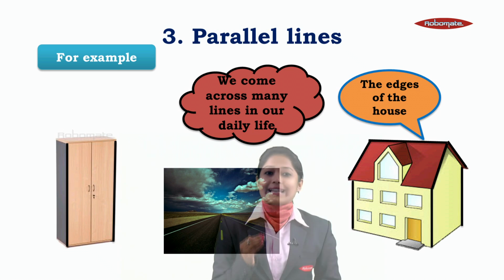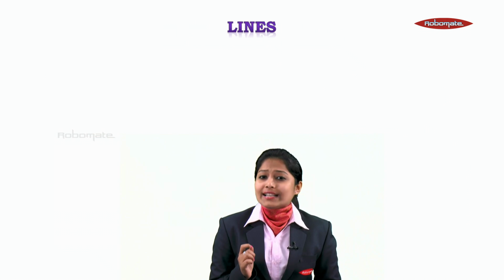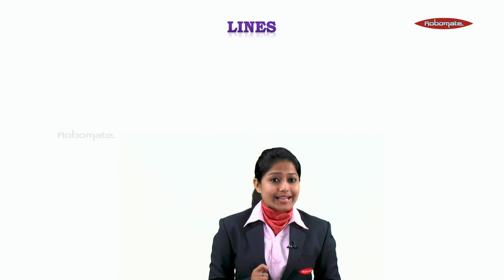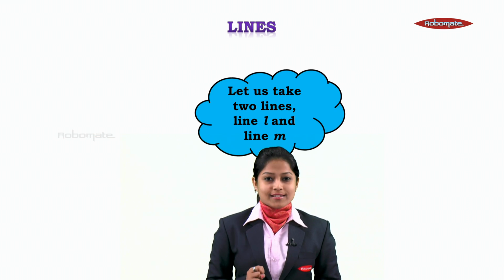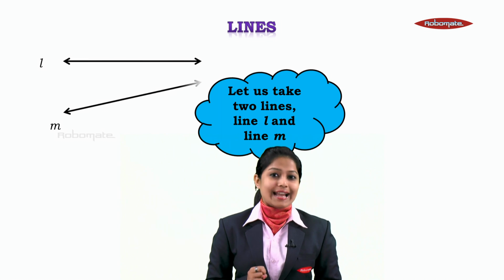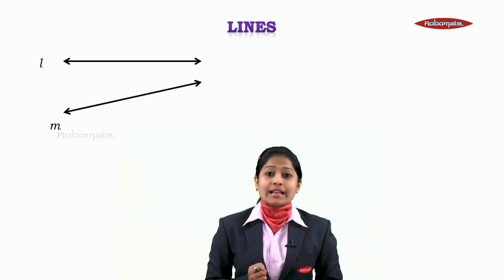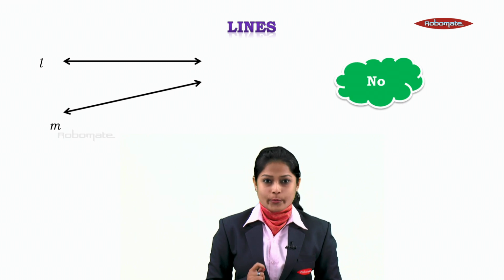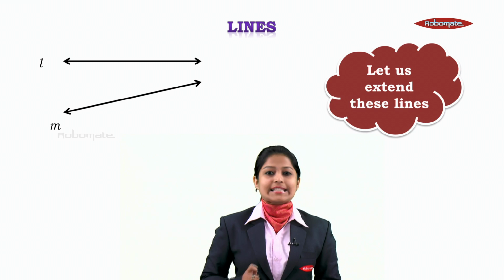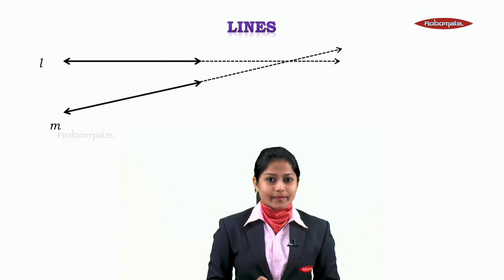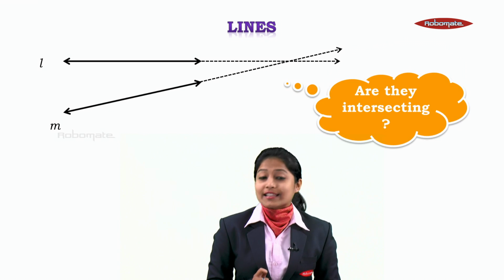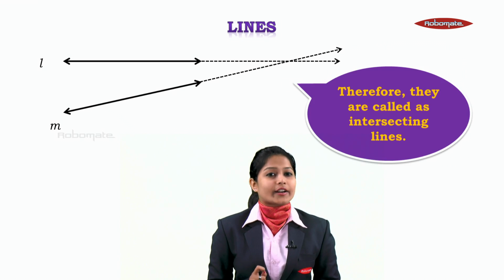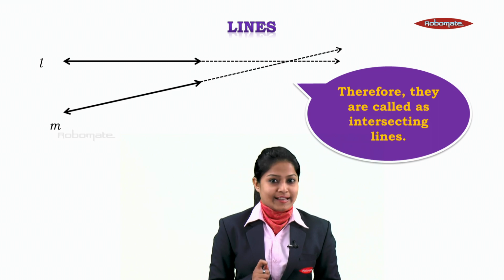Now students, let us proceed ahead and understand what are parallel lines. For that, let us take two lines, line L and line M. Tell me students, are they intersecting? No. Let us extend these lines and find out. Are they intersecting? Yes. Therefore, these lines are called intersecting lines.